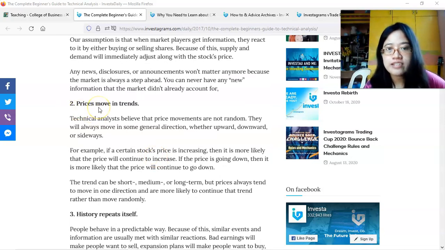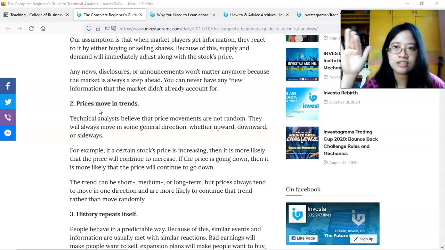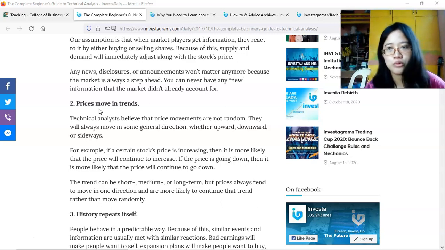Second assumption, prices move in trends. This is especially true in short-term investing. Pero long-term, hindi mo masabi kasi over the long term, maraming beses nang nag-peak, nag-low, nag-peak, nag-low yung market price, okay? Technical analysts believe that price movements are not random.